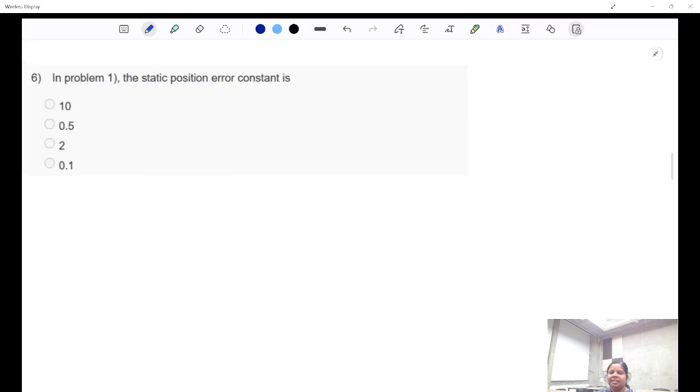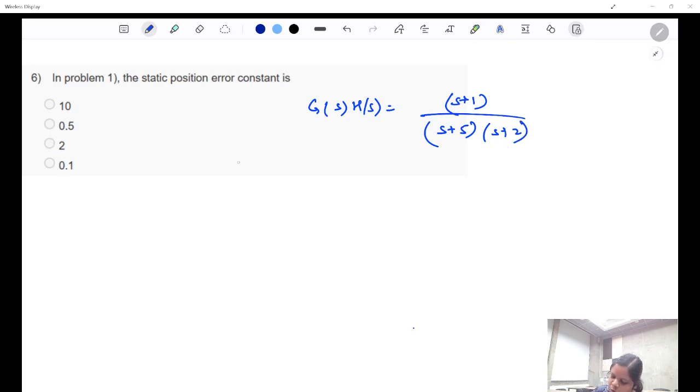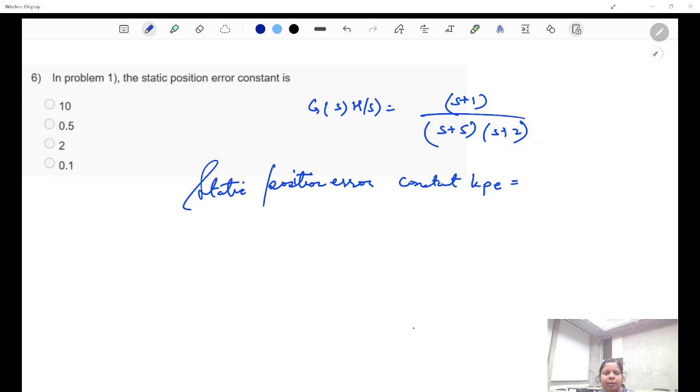Okay. In the same problem, what is the static position error constant? So I'll just write it once more. GSHS is S plus 1 upon S plus 5 into S plus 2. Okay. So static position error constant KPE is what? Does anyone remember what is static position error constant?